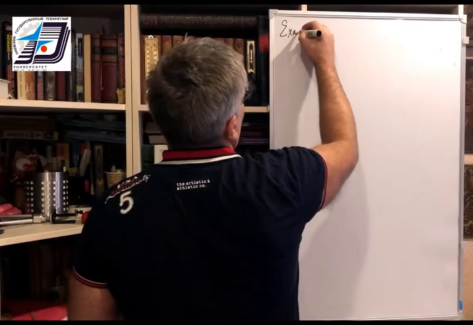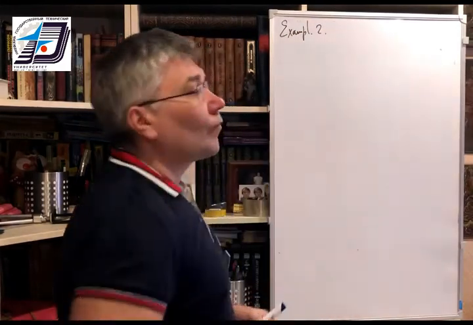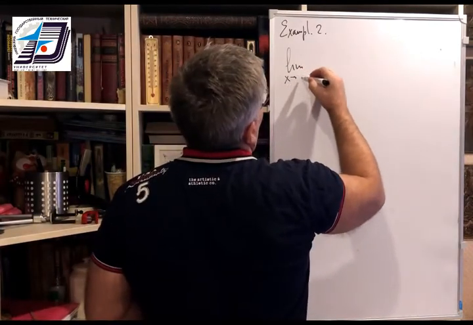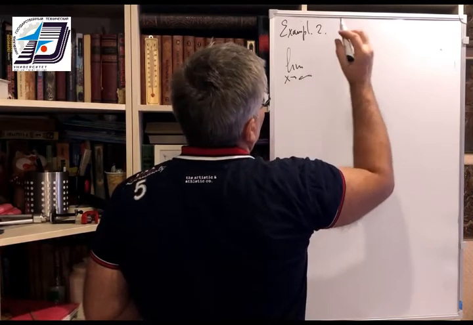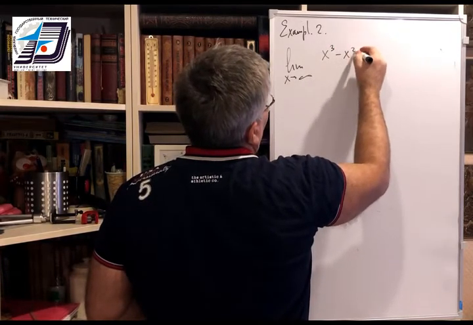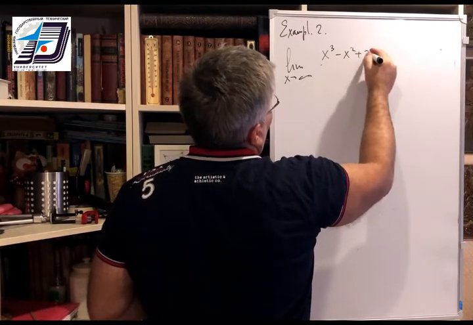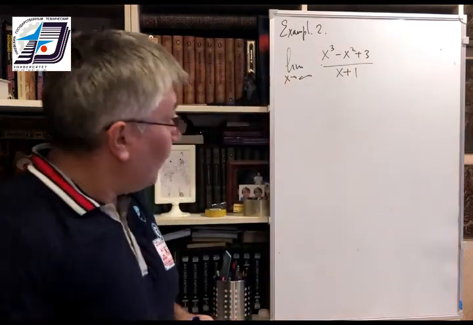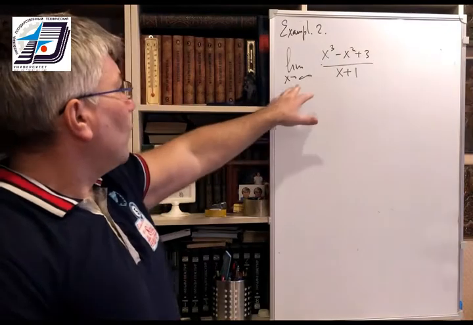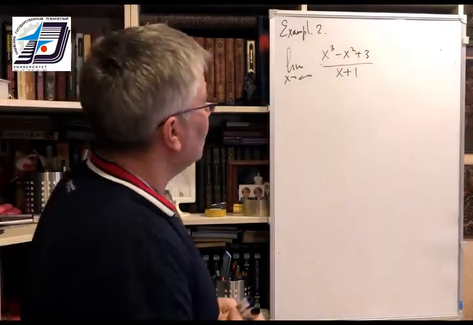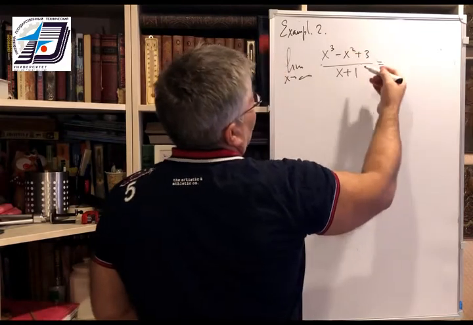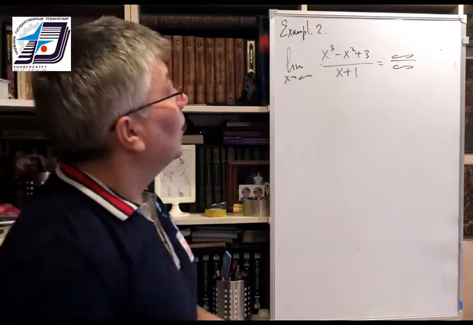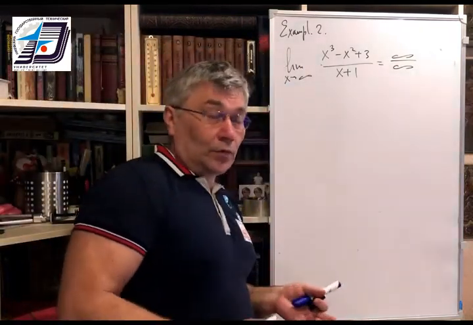Example 2. I can take very easy examples. X tends to, for example, infinity of x cubed minus x squared plus 3 over, I don't know, x plus 1, for example. If we put infinity directly instead of x, we have infinity cubed, so it is infinity over infinity. And we have uncertainty. But we can use the L'Hopital rule.